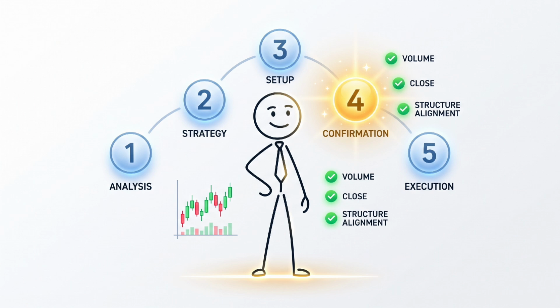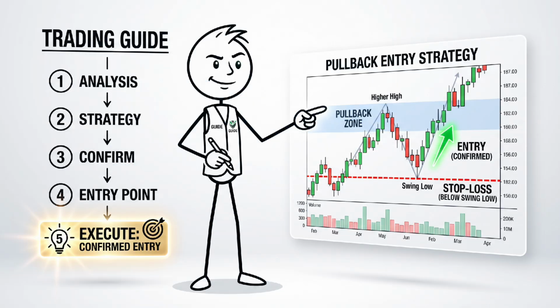Step 4. Confirm with context. Does volume support the trend? Are closes holding? Is primary structure intact? If yes to all 3, you have alignment. If any fail, wait.